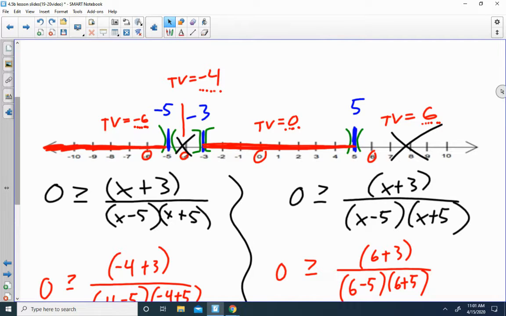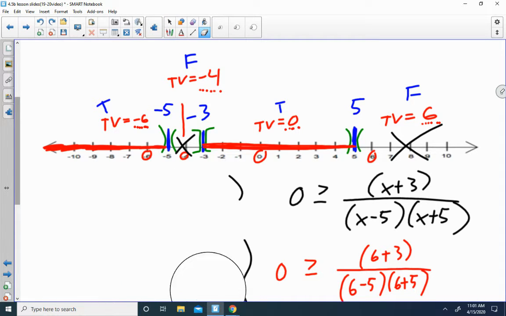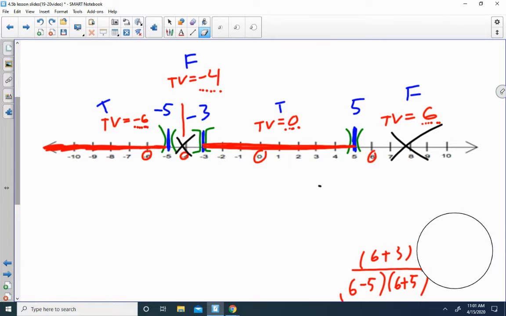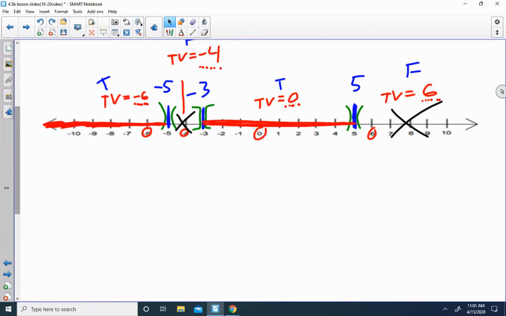And let's double check to see if we're alternating. So the first one was true, then false, then true, then false. They were alternating. That means we did all the math correctly. So with that said, we can now write our official final answer.